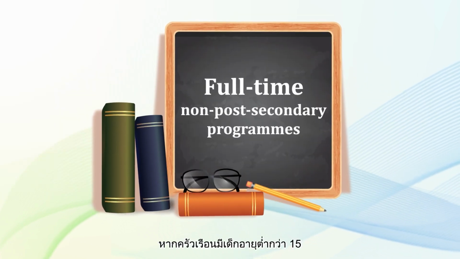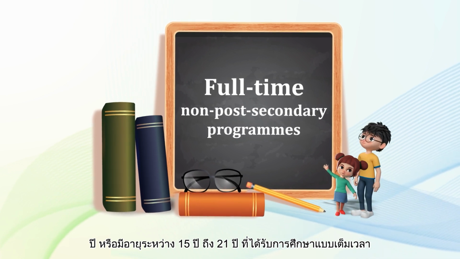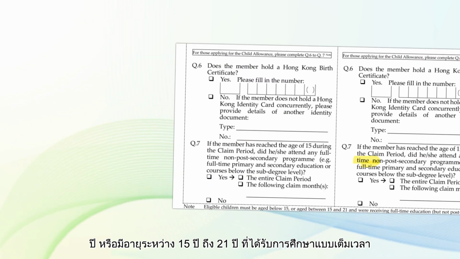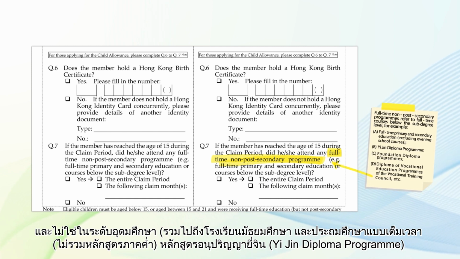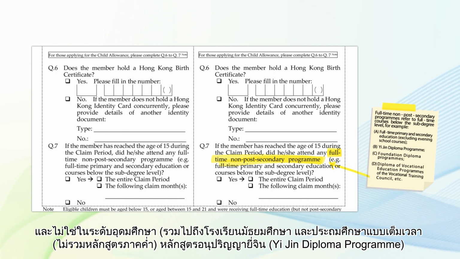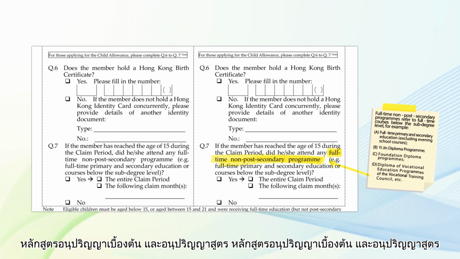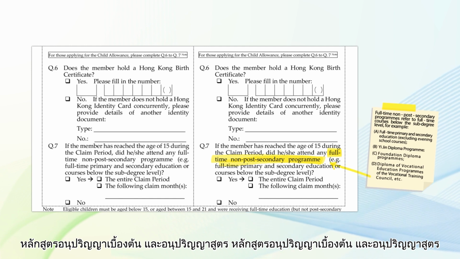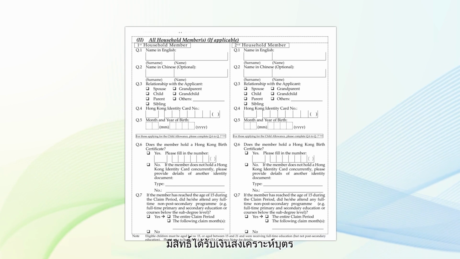If the household has a child aged below 15, or aged between 15 and 21 receiving full-time non-post-secondary education, including full-time secondary and primary school, excluding evening school courses, Project Yi Jin diploma program, Foundation Diploma Programs, and Diploma of Vocational Education Programs of the Vocational Training Council, etc., each child may also receive a child allowance.